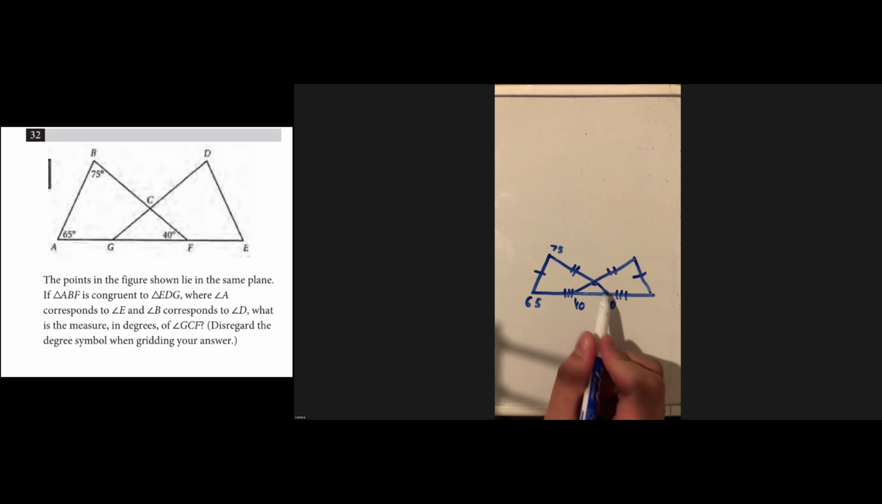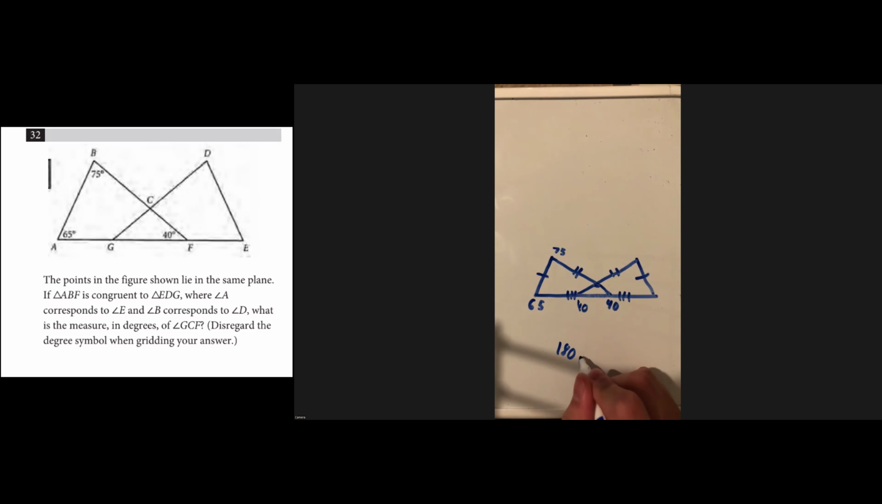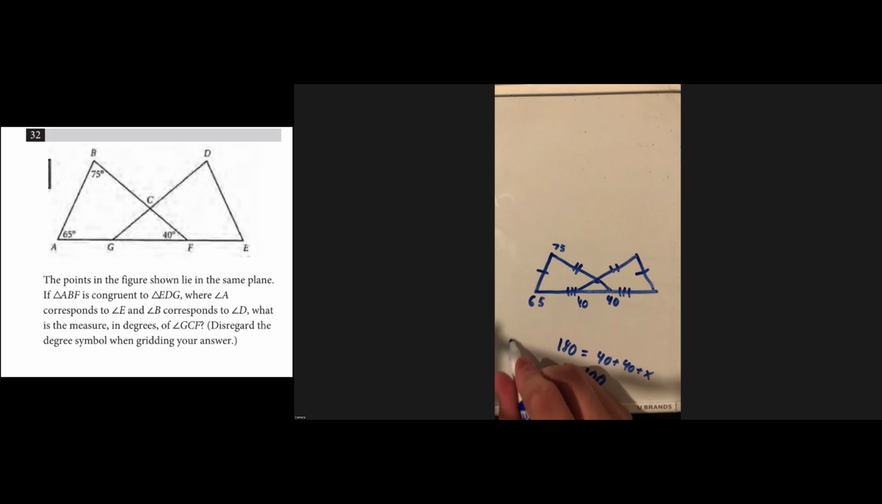And then now you've made a triangle. And so the angles of a triangle have to add up to 180. So 180 equals 40 plus 40 plus x. x is equal to 100. So the correct answer here is 100.